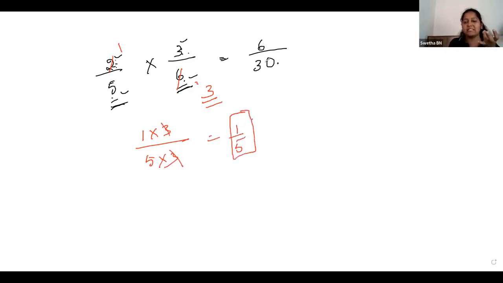See, here we got 6 by 30. You can reduce the fraction. Reduce is nothing but keeping the answer in the simplest form. You have to simplify the fraction. Both are divisible by 6. So 6 1s, 6 5s. So what is the answer? We got the same answer here also. Understood, children? In multiplication, we can cancel the numerator and denominators.